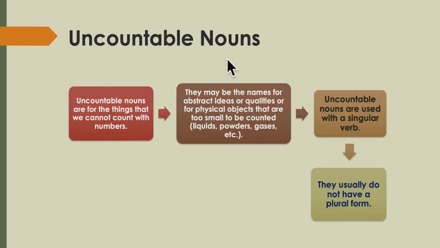Uncountable nouns. What are uncountable nouns? Uncountable nouns are for the things that we cannot count with numbers. We cannot count. Un means not countable. Means we cannot count countable nouns, uncountable nouns. They may be the names for abstract ideas or qualities, or for physical objects that are too small to be counted.